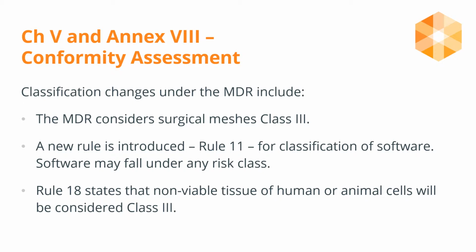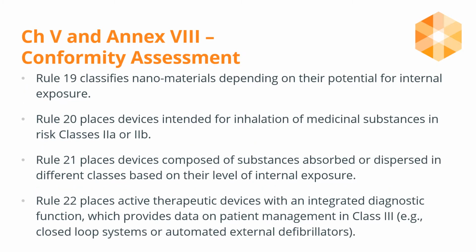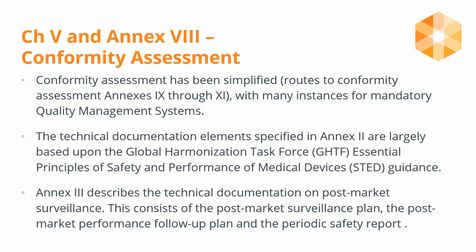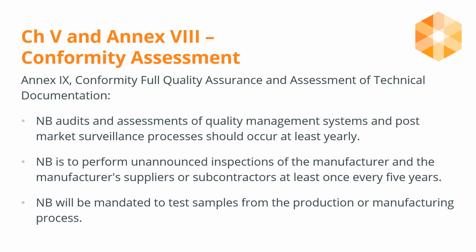There have also been a few classification changes, which you can see below. A few types of products have changed classification. Conformity assessment has been simplified. Notified body audits and assessments should occur at least annually. Notified bodies will perform unannounced inspections at least once every 5 years. And the notified body will be mandated to test samples from the production or manufacturing process.